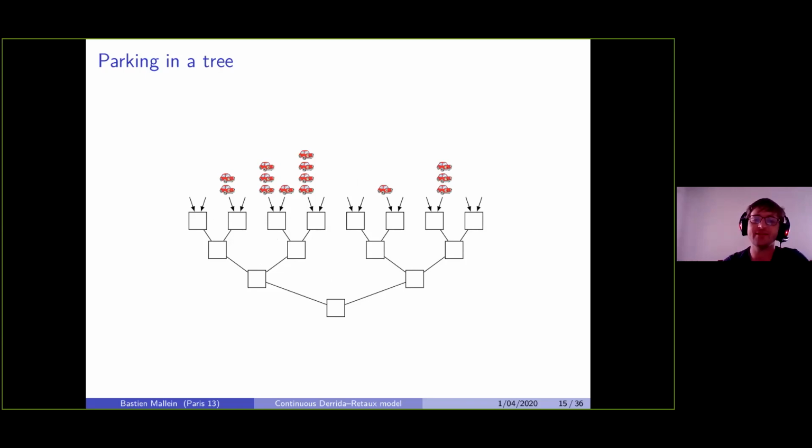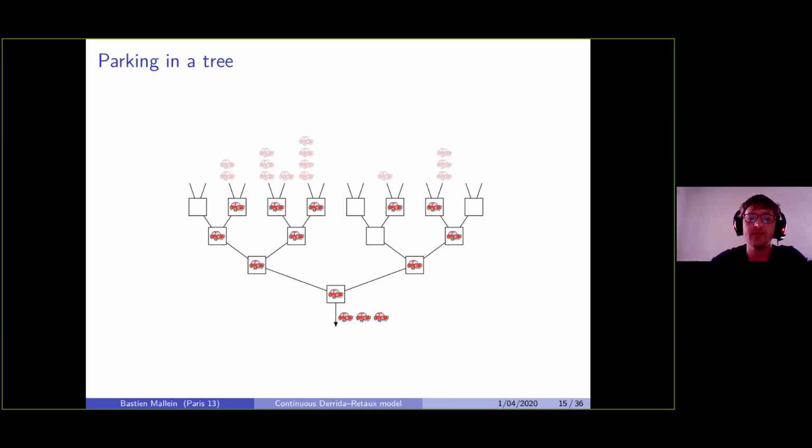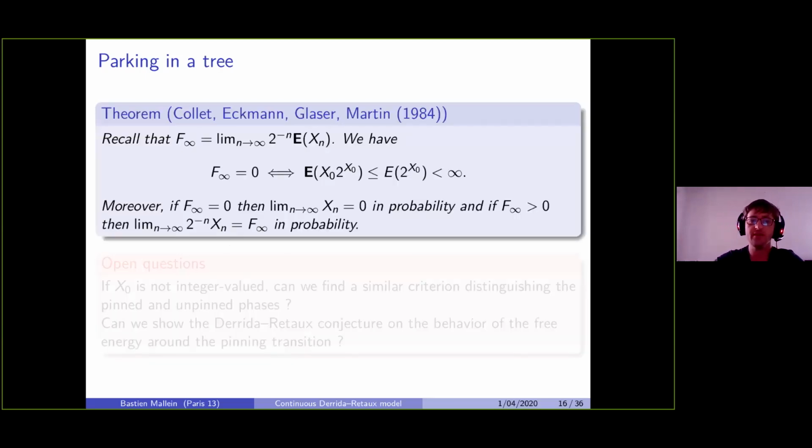So the number of cars that leave the parking spot without parking is exactly the variable xn that we're interested in. So we can make the cars park and look at the total number of cars that have to leave the tree. And this is the analogue of our variable xn. Okay, so Collet, Eckmann, Glaser, and Martin studied this process and obtained very nice results on conditions for the free energy to be equal to 0 or strictly positive.